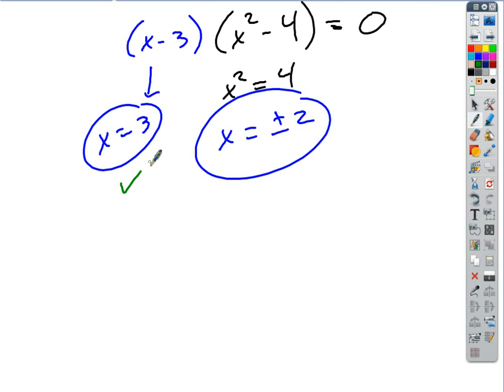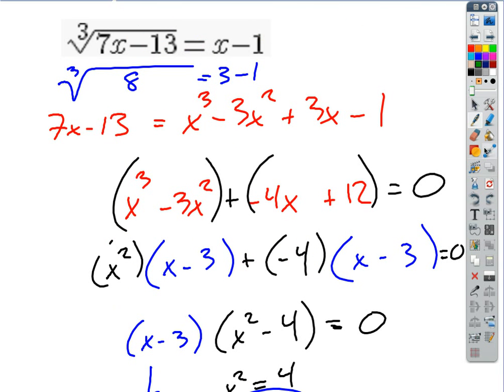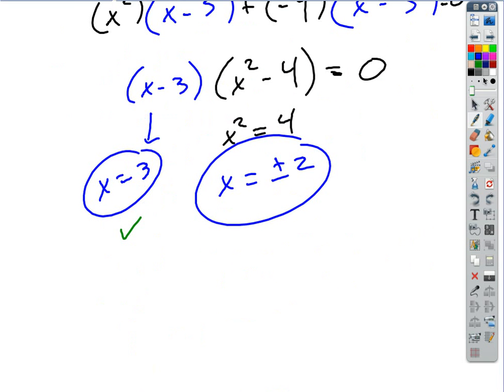Okay, let's see what happens if we try positive 2. We get the cube root of 14 minus 13, which is positive 1, equals 2 minus 1. What's the cube root of 1? 1. And 2 minus 1 is 1. Check, it works. So positive 2 is a check.